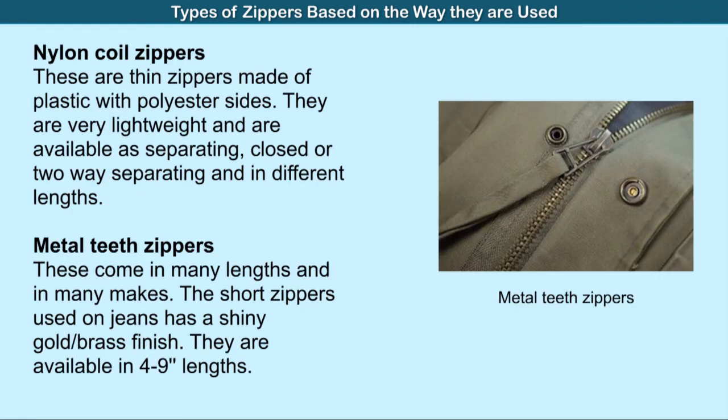According to the types of material with which the zippers are made, they are classified as follows. Nylon coil zippers. These are thin zippers made of plastic with polyester sides. They are lightweight and are available as separating or closed or two-way separating and in different lengths.